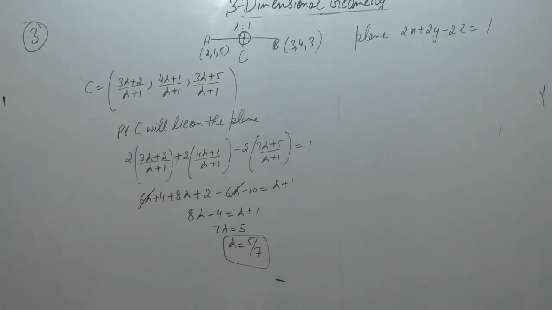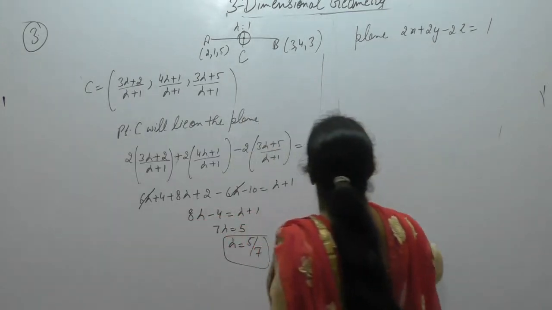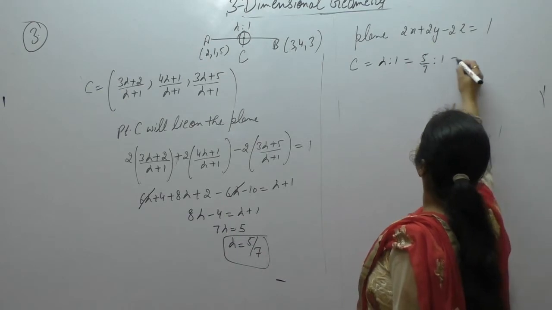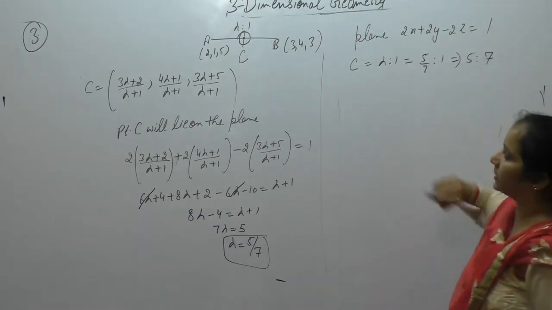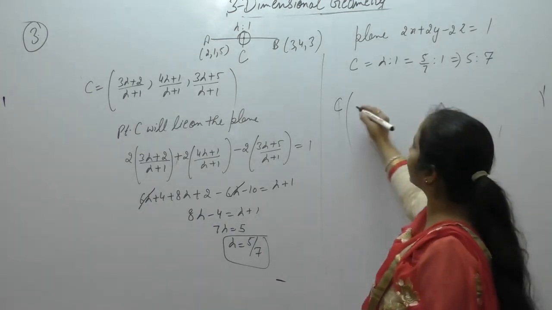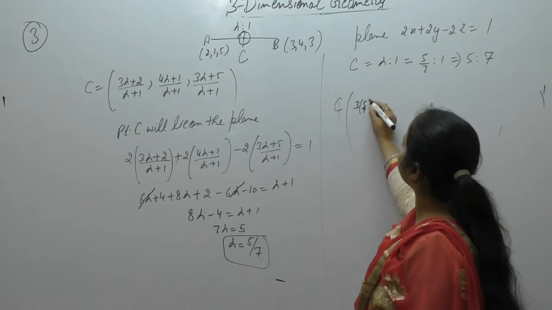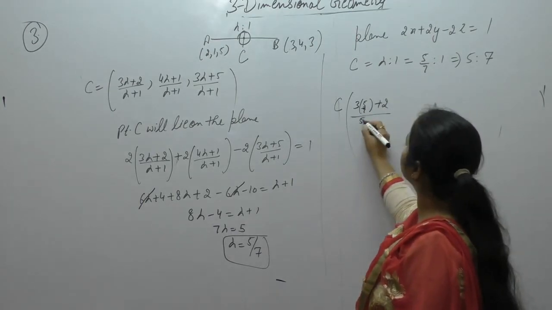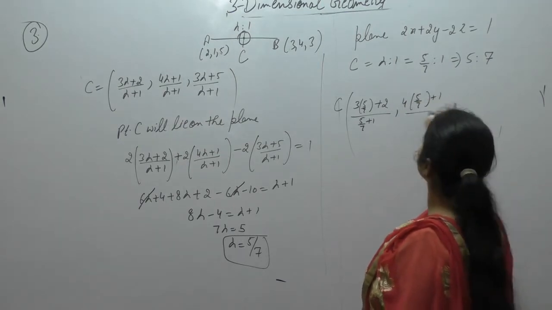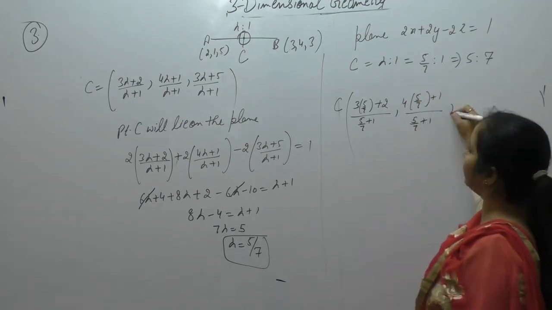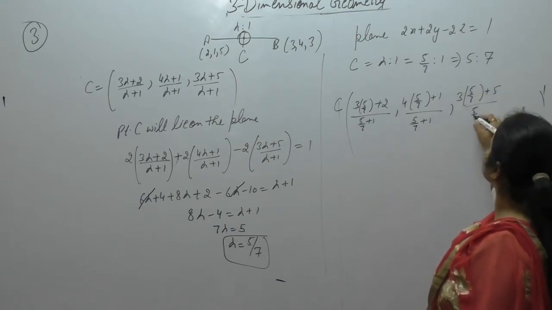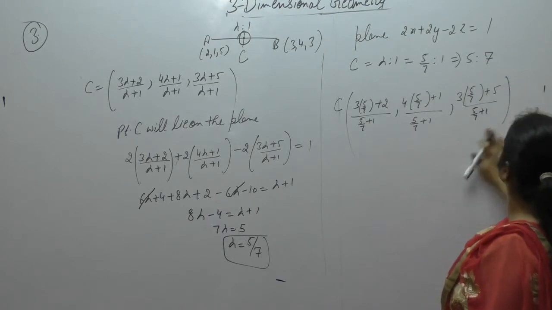So it is dividing in the ratio: C divides in the ratio lambda : 1, which is 5/7 : 1, that is 5 : 7. Now we want to find the coordinates of C. Put the value of lambda as 5/7: (3 into 5/7 + 2)/(5/7 + 1), (4 into 5/7 + 1)/(5/7 + 1), (3 into 5/7 + 5)/(5/7 + 1). So what do we get?